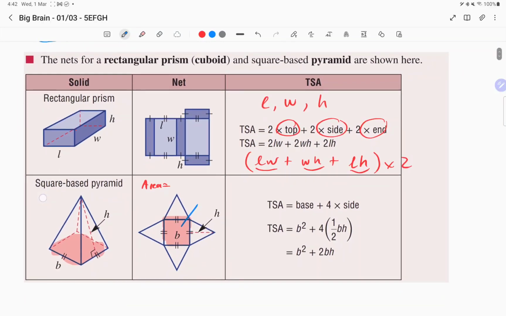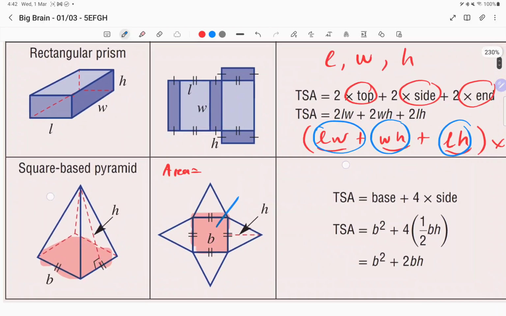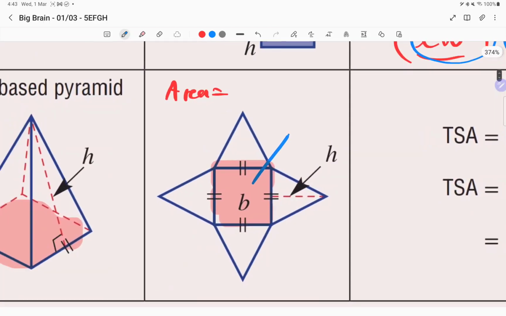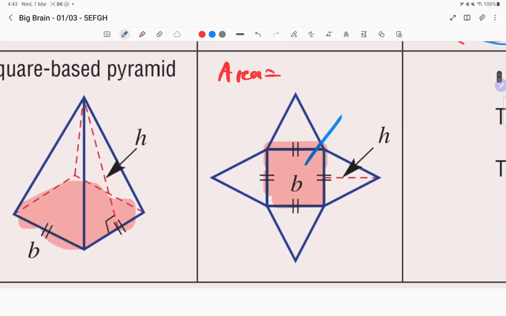Okay, so 5E, we've gone through the rectangular prism so far, which is just 2 times the 3 pairs of length added together, and that's the total surface area for the rectangular prism. And now we're working on a square base pyramid. Okay, what's the area of the square base? What's the area of the actual square base, Alvina?